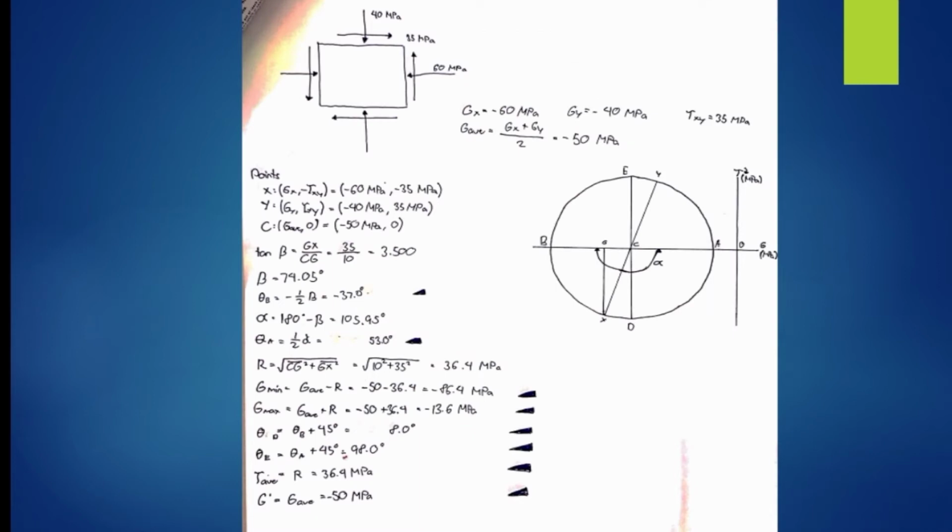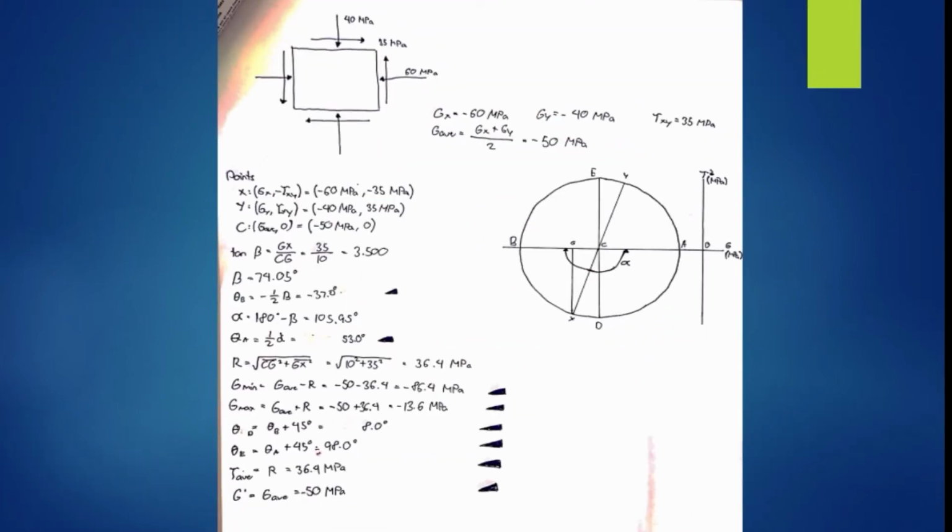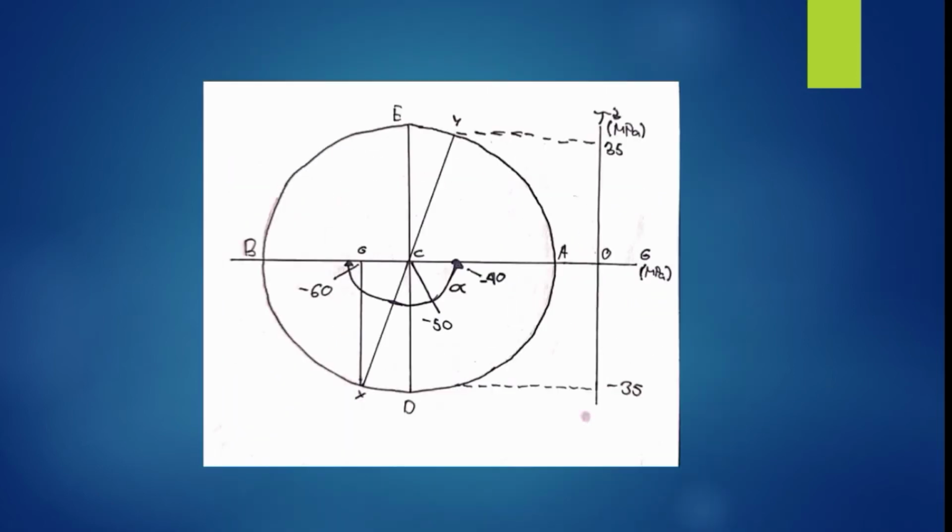Next is C. To get C, you need to use this formula: σx plus σy over 2. So the answer is negative 50 MPa. It is the center of this circle. As we plot it in the circle, it will look like this. This is negative 60 MPa, negative 40 MPa, positive 35 MPa, and negative 35 MPa. And this is the center.